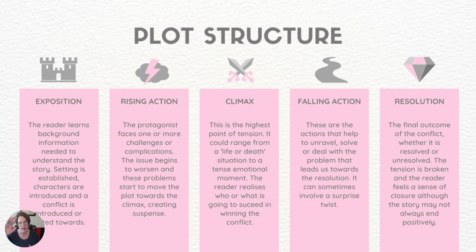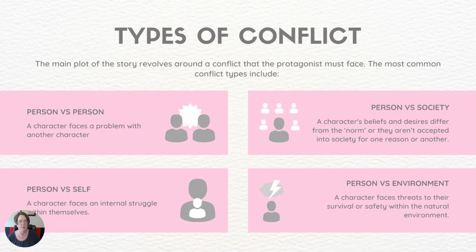right? Then we have the falling action. Sometimes that's called denouement. And these are actions that help to unravel or solve or deal with the problem. And it leads us towards the resolution, which is the final outcome of the conflict. There are various types of conflicts, and if you've watched movies or you've read books, you've probably experienced all of these.